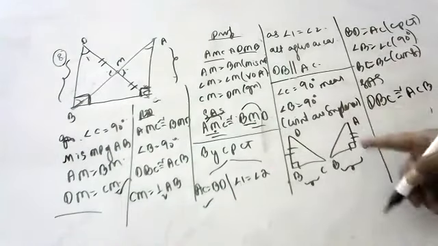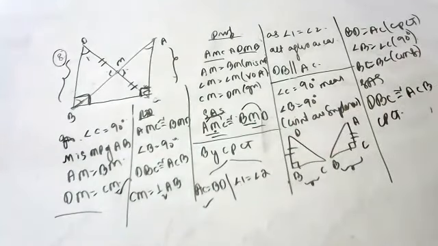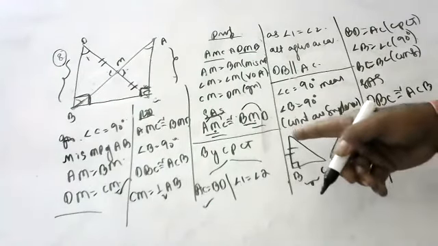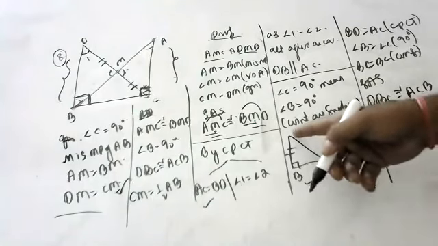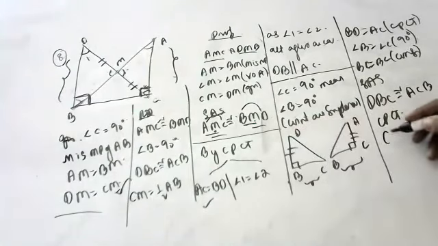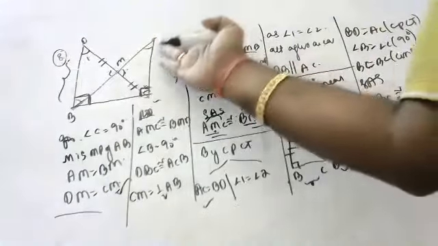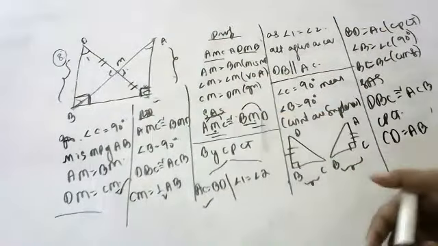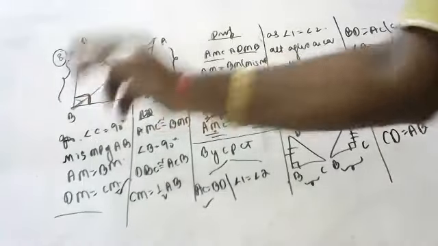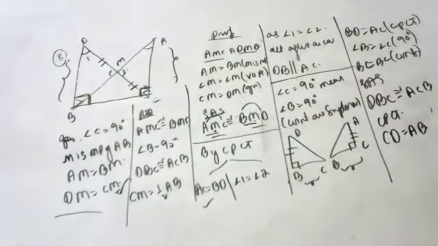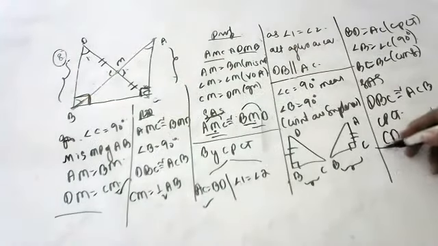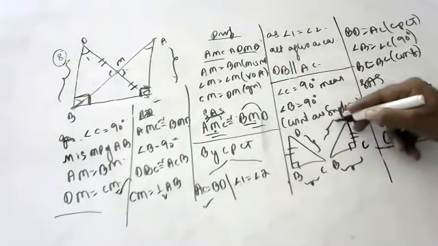If DBC is congruent to ACB by CPCT, what we can write, children? By CPCT, we can write CD is equal to AB. Okay, children? By CPCT, I can write it. Children, this entire triangle is equal to this entire triangle. So I can write CD is equal to AB, this full side is equal to this full side. I have proved it, children.